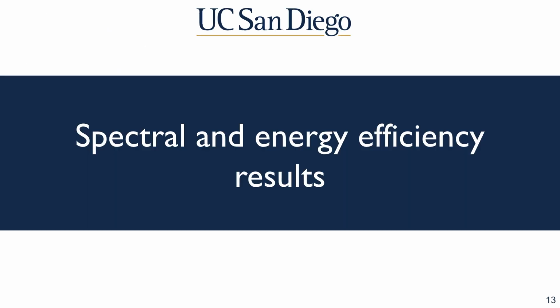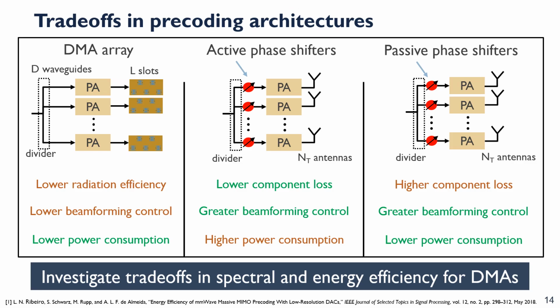With these DFT codebooks for the patch antenna phased array and DMA, we will now calculate some spectral and energy efficiency results with a realistic channel model. Before diving into the spectral and energy efficiency results, we show here a couple of the trade-offs between the different precoding architectures between a DMA array and the phased arrays.